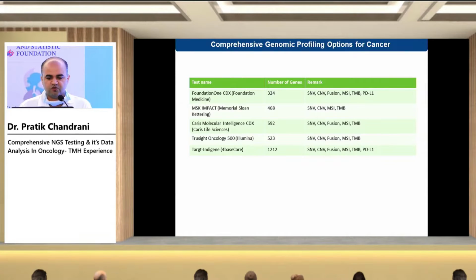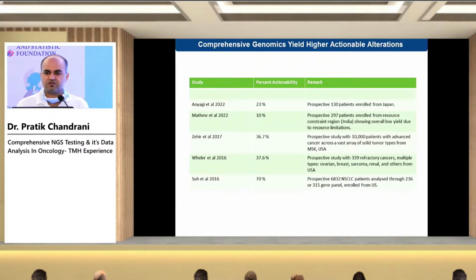Apart from that, we also have to make a conscious decision of which genomic test we want to use, and there are several options available. Here I'm showing you a very small list of the more widely used tests available, which includes Foundation One, MSK, Caris molecular test, and Illumina TruSight. They all range in the order of 300 to 500 genes, and recently our Indian company has launched a 1200 gene panel. Whichever genes we go for, all of these are considered to be comprehensive gene panels, and how these comprehensive gene panels can cover the alterations which are not otherwise picked up.